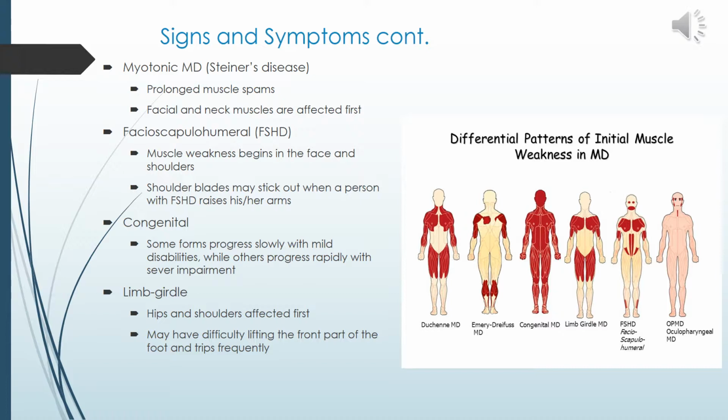The last type is limb-girdle muscular dystrophy. So the muscles of the hips and shoulders are affected first. So with this, they have difficulty lifting the front part of the foot, and they experience frequent falls. So onset begins in childhood or in their teens.